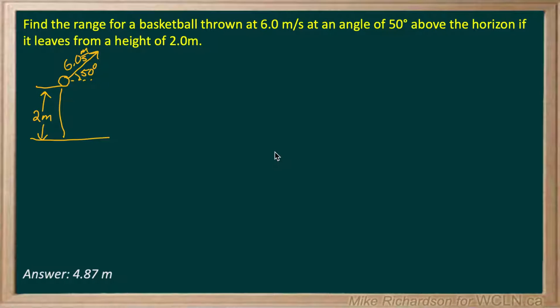We've got a ball being thrown off essentially a 2-meter high cliff at an angle of 50 degrees to the horizon, or to the horizontal, with a speed or velocity of 6 meters per second. So I drew a rough little sketch down below so we can see what's going on. And we want to find the range of it, so that's always dx.